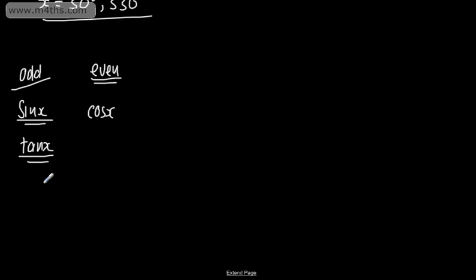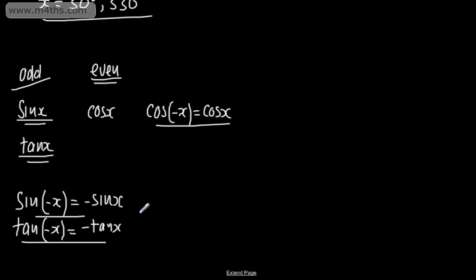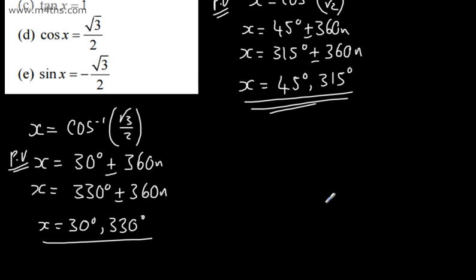So what we can say on here is that sine of negative x is equal to negative sine of x. And you might want to use this, you certainly don't have to. But tan of negative x is equal to negative tan of x. And for our even function, we can say cos of negative x is equal to cos x. You can use that if you want. These are not mandatory, but I think it's important for completeness that I do them. Right, let's have a look at this then.